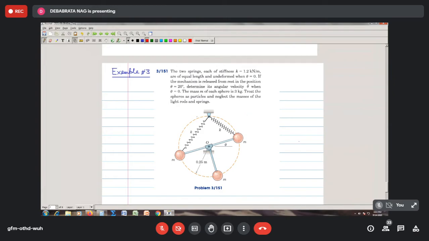So you see here, this is a mechanism. In the earlier problem we did not have springs. So now we are having springs.